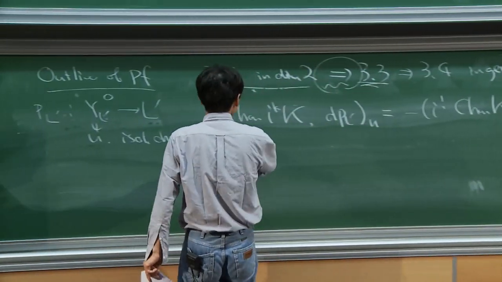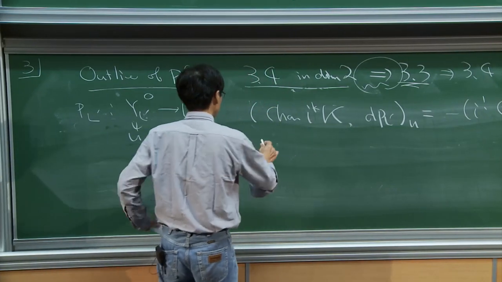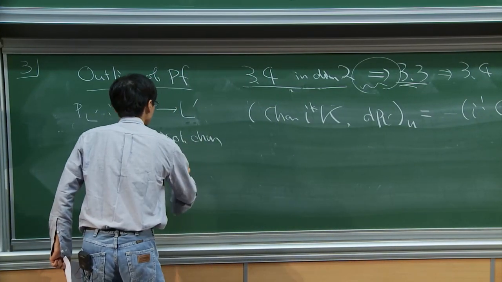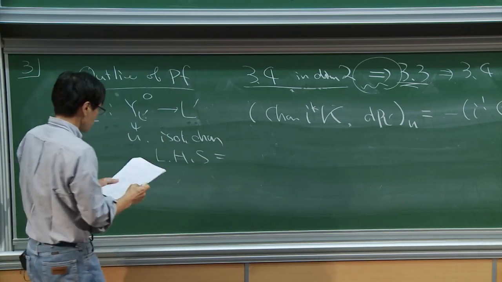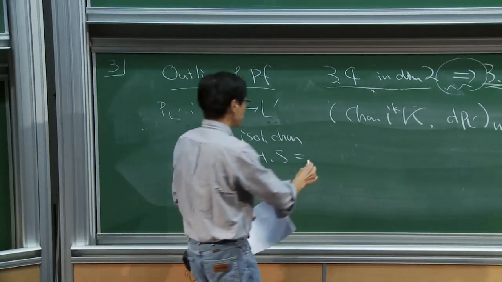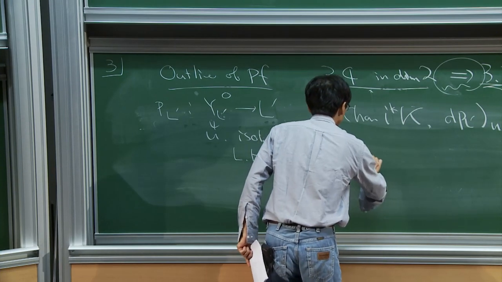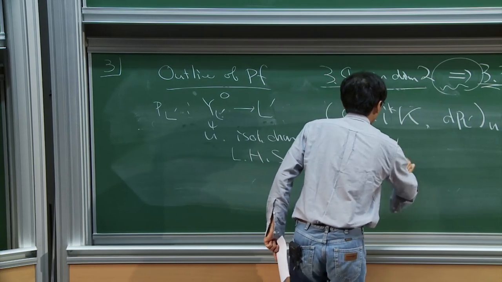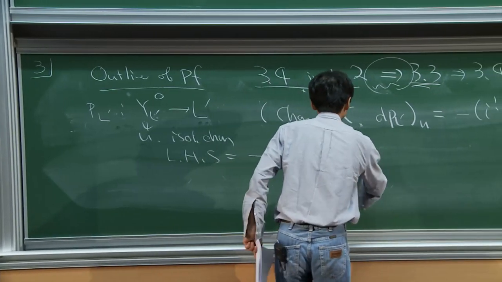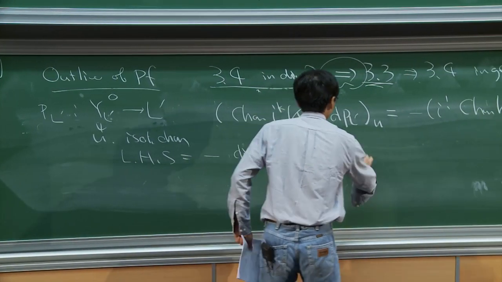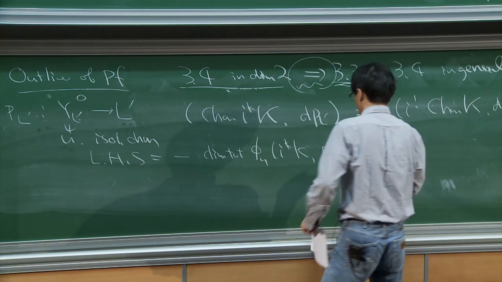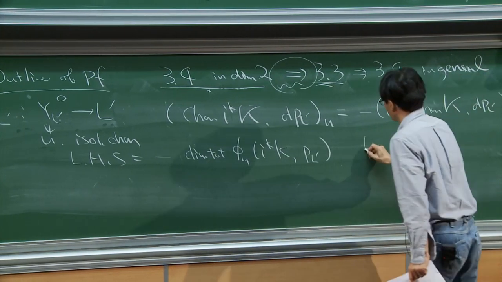So for this left hand side, this is by definition computed by the Milnor formula. So the total dimension of a vanishing cycle at U is just this expression. So this is the Milnor formula.